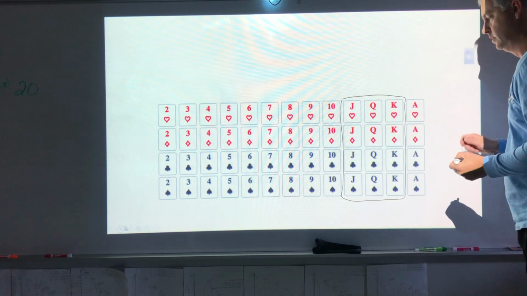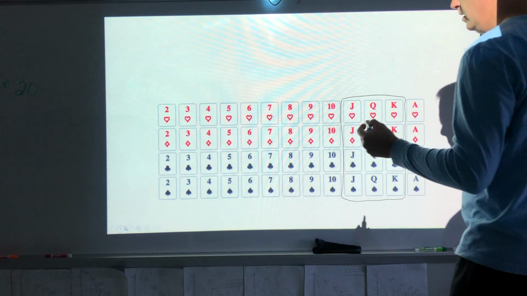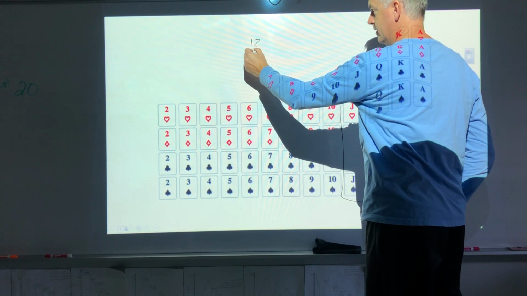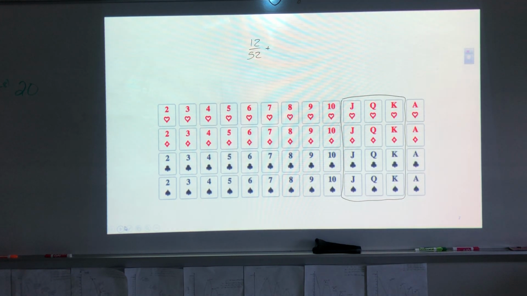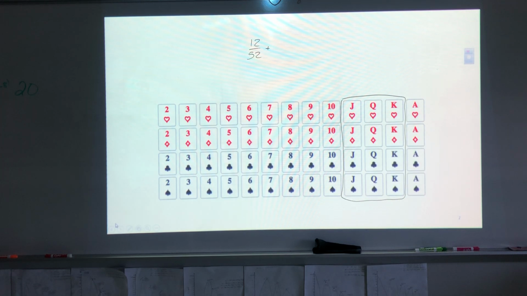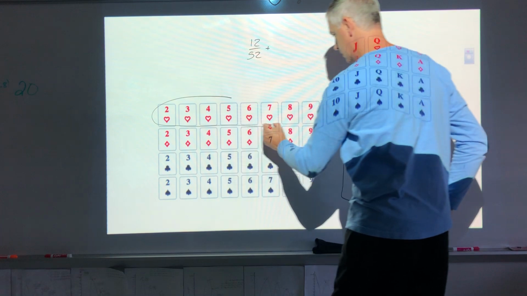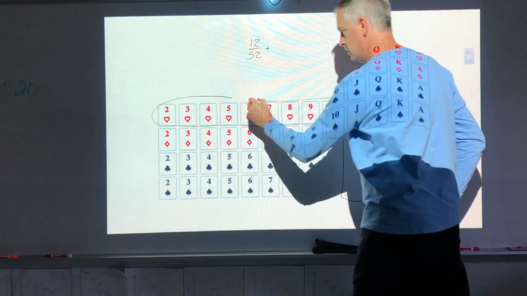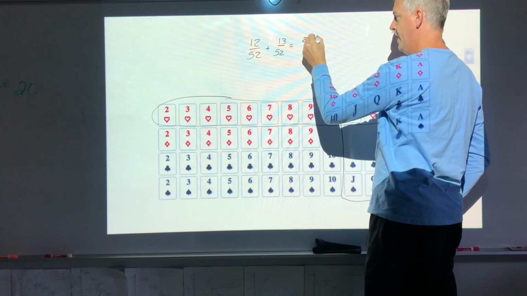Okay? So how many of those do we have? We have 3, 6, 9, 12. So we have 12 out of 52. Right? And then I think the next part said, or a heart, right? Let me make sure I'm reading this correct. Face card or a heart. Okay. So the hearts are at the top. So we should have 13 of those. So that makes a total of 25 out of 52.